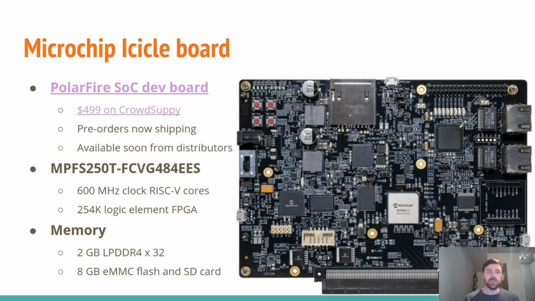And to debut this SoC, they came out with the PolarFire SoC dev board. This was announced back in July for $500, so half the cost of that SiFive Unleashed board. The pre-orders are now shipping, and it'll be available soon from distributors. And this one has the RISC-V cores clocked at 600 megahertz, and it has the large FPGA fabric with 250,000 logic elements. And it has 2 gigabytes of DDR memory and 8 gigabytes of eMMC flash. So it actually comes with Linux installed on it, which is nice.